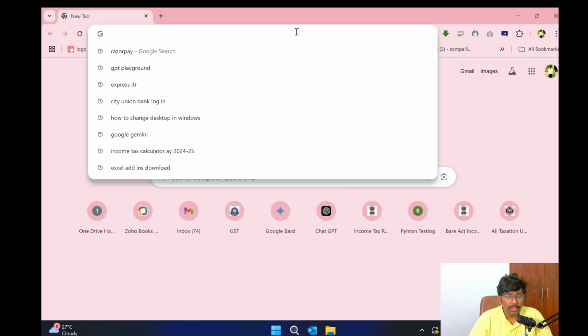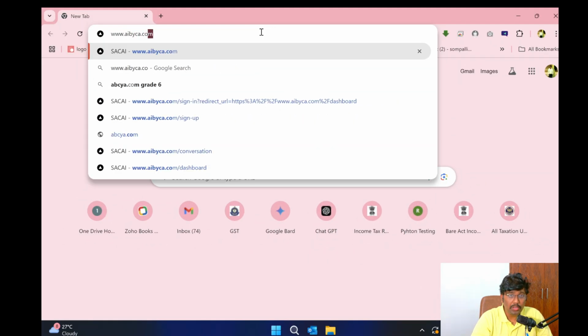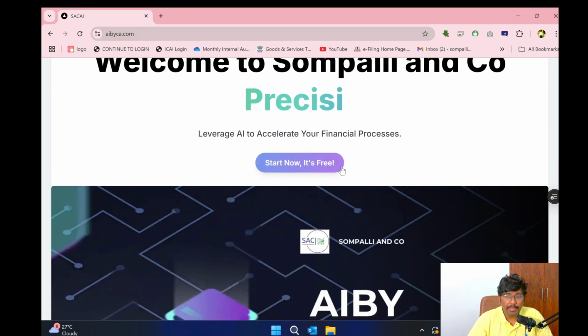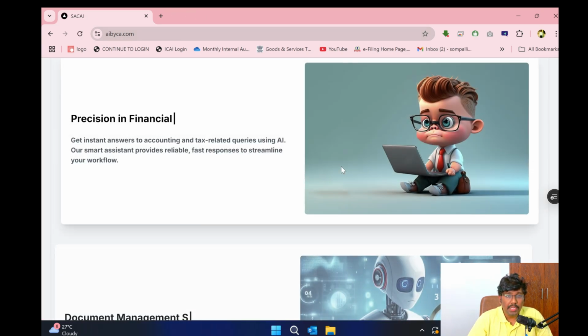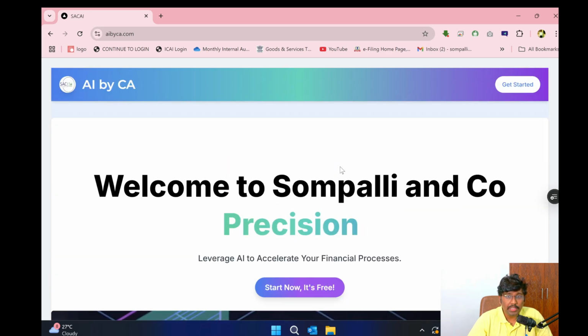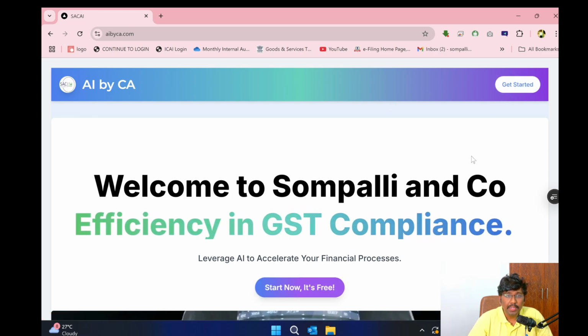First, go to Google and type www.aibyca.com. It will show a landing page, welcome to Sompalli & Co. And it's a beautiful landing page where you can get all the details. Once you get into this web application, press start now, it's free.